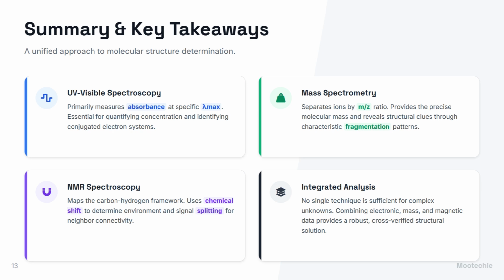NMR spectroscopy maps the carbon-hydrogen framework. It uses chemical shift to determine the electronic environment and signal splitting to figure out neighbor connectivity. And mass spectrometry separates ions by their M/Z ratio. It provides the precise molecular mass and reveals structural clues through characteristic fragmentation patterns.